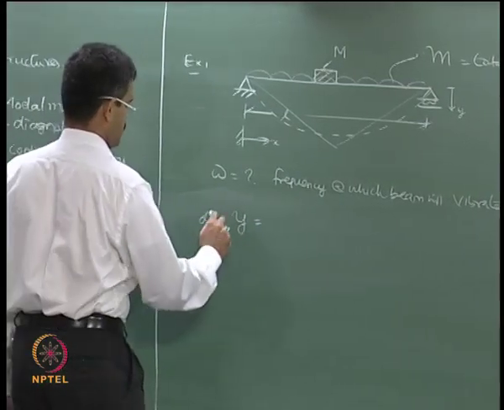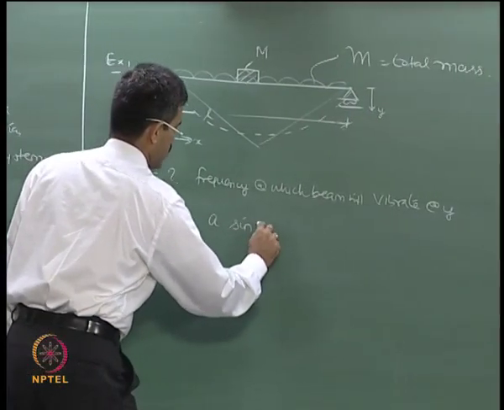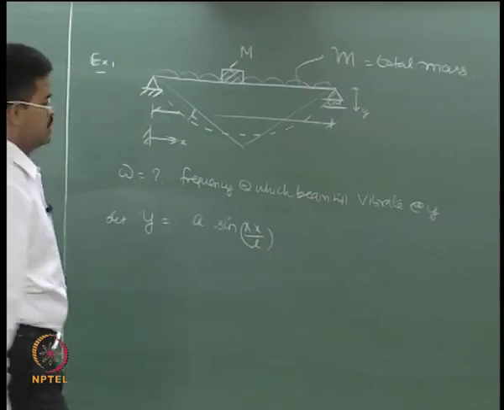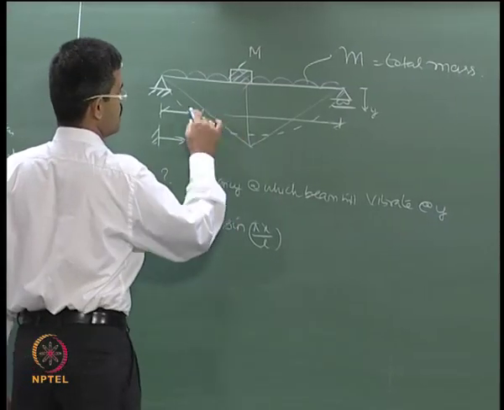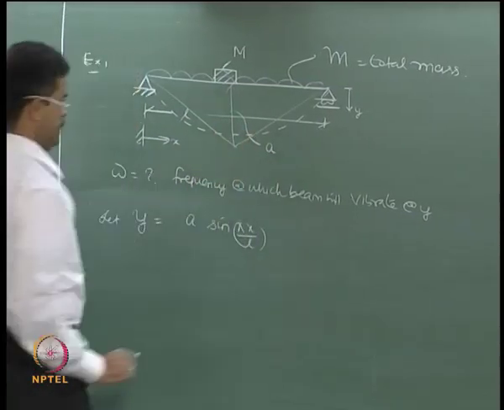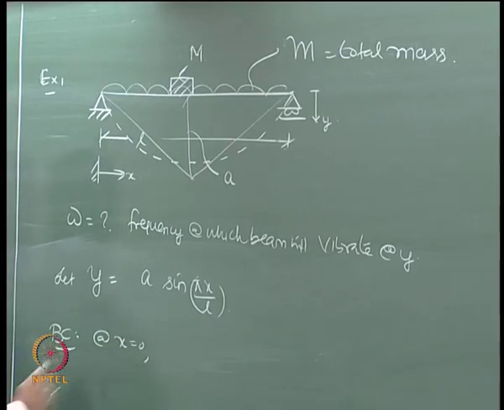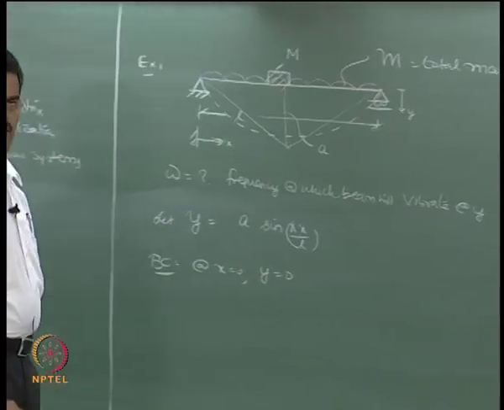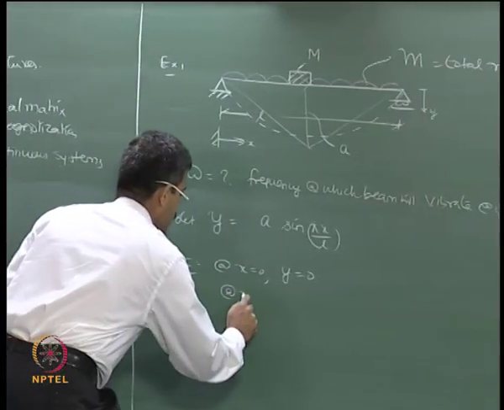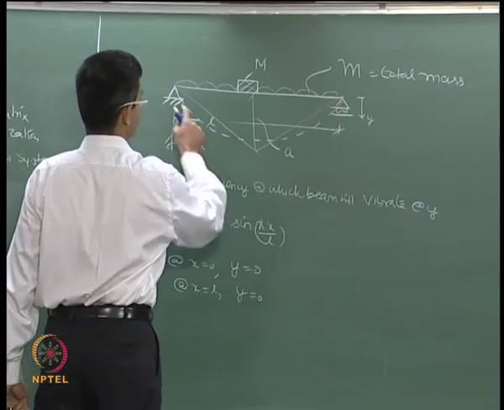Let the shape function y be a sin pi x by L, the sinusoidal function, let us say, and I say the maximum deflection what I will foresee here is a. So check for the boundary conditions. You know at x is equal to 0 you will obviously see y tends to 0 because this function will become 0, and at x is equal to L again y will be 0, we satisfy the boundary condition of this profile.